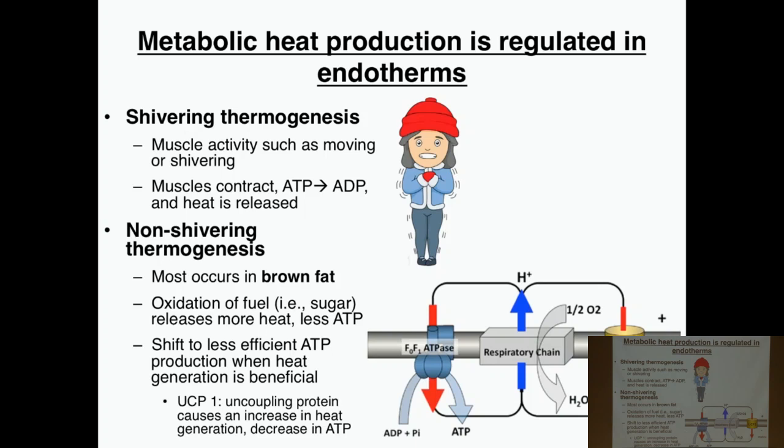And the amount of brown fat that an individual has will determine how effectively they can do this process. So for example, babies have lots of brown fat. They're little heat generators. And as individuals get older, they actually have less brown fat relative to everything else that they have in their body. So you become a less effective, less efficient heat generator in that sense.